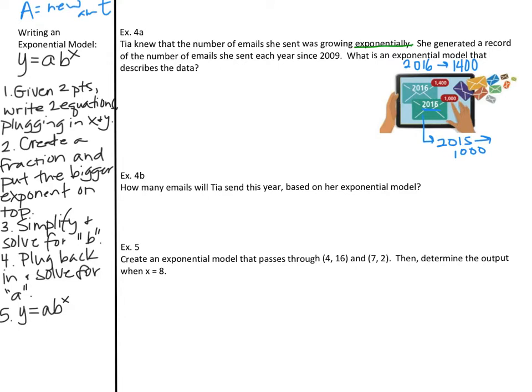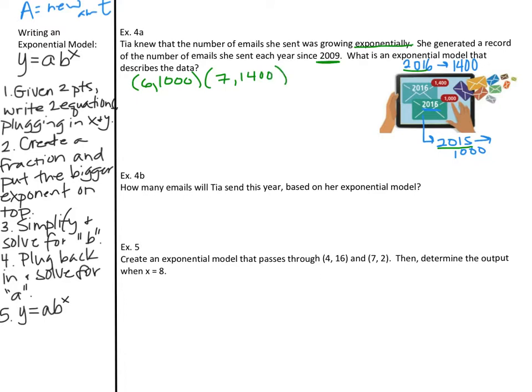Thinking about the fact that the years started in 2009, for 2015, we're not going to use that number. We'd actually use 6. That's 6 years since 2009. That would be our input, and our output would be the 1,000 emails. And then in 2016, that's 7 years since 2009, she created 1,400 emails.